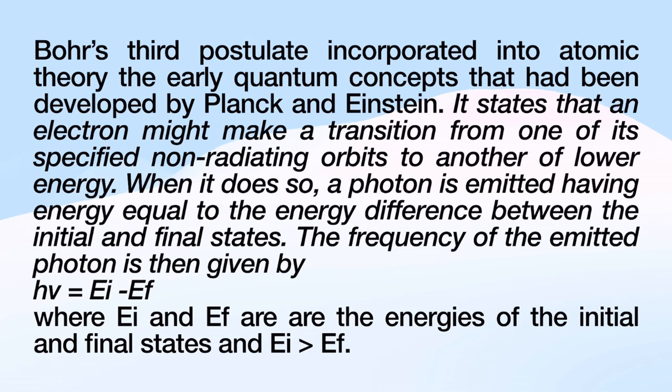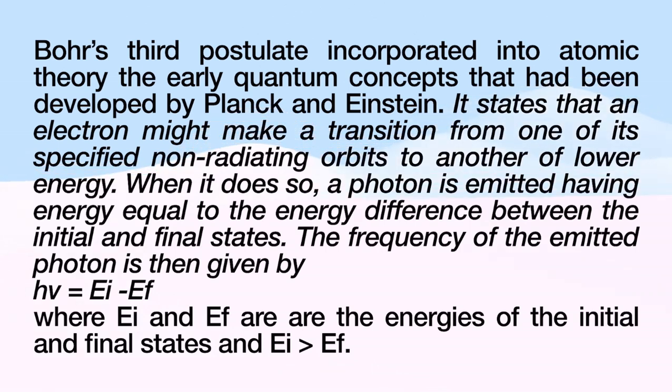Bohr's third postulate incorporated into atomic theory the early quantum concepts that had been developed by Planck and Einstein. It states that an electron might make a transition from one of its specified non-radiating orbits to another of lower energy. When it does so, a photon is emitted having energy equal to the energy difference between the initial and final states. The frequency of the emitted photon is then given by h nu is equal to E_i minus E_f, where E_i and E_f are the energies of the initial and final states, and E_i is greater than E_f.